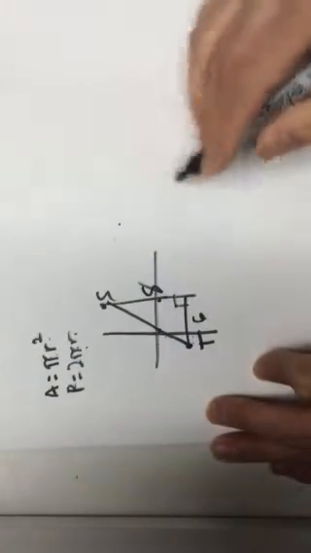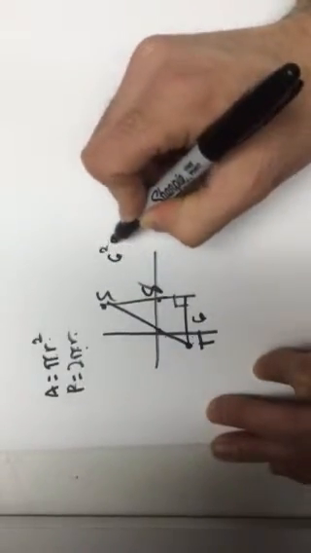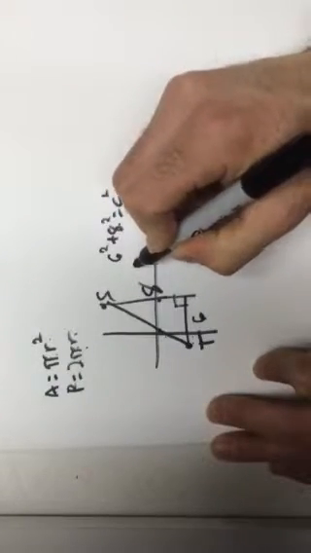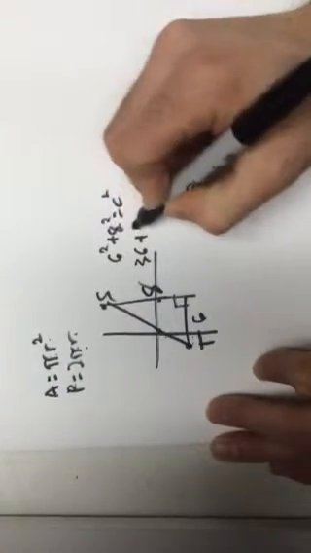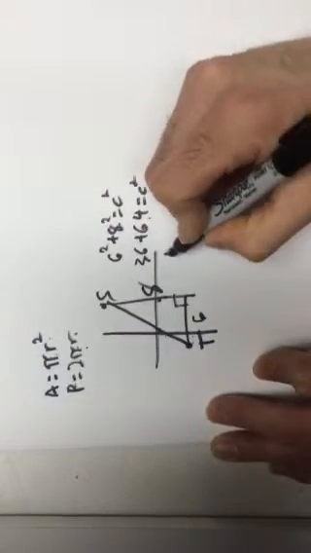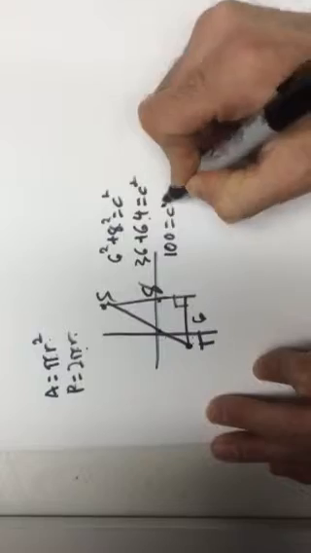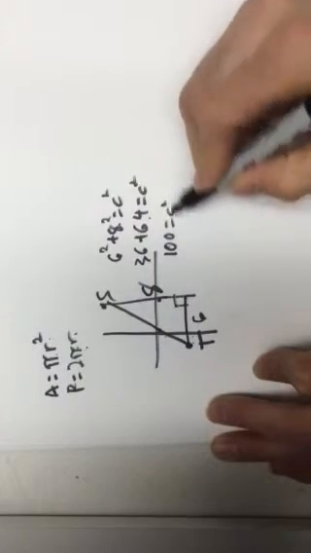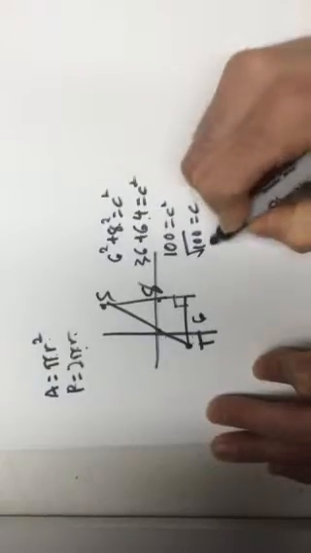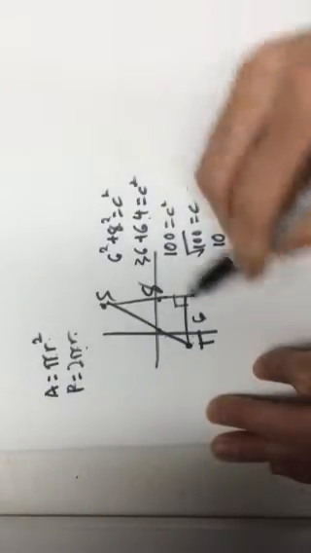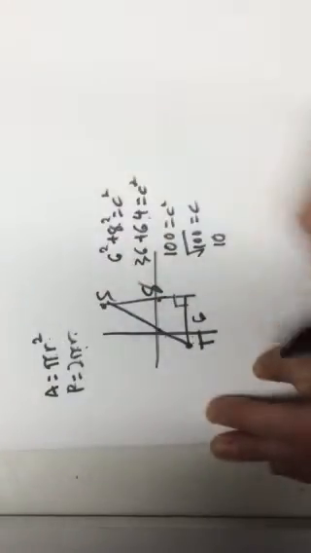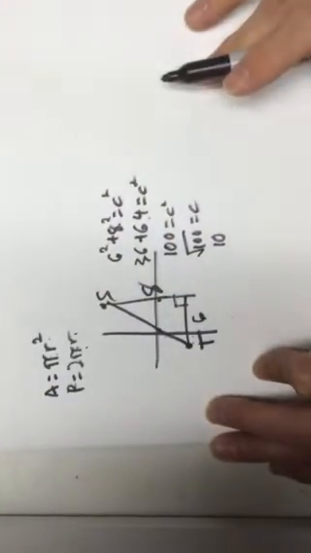Okay, so Pythagorean's theorem says 6 squared plus 8 squared equals c squared. 6 squared is 36. 8 squared is 64 equals c squared. 36 plus 64 is 100 equals c squared. To get rid of squared, take the square root on both sides. So the square root of 100 equals c, and the square root of 100 is 10. So I know that the distance between S and T, the full diameter, is 10. So the full radius would be half of that, or 5.